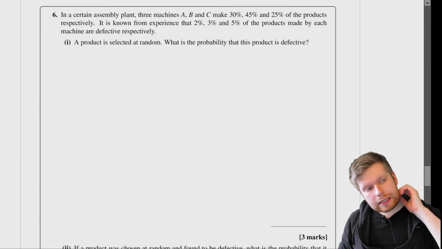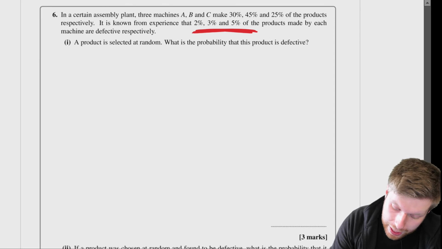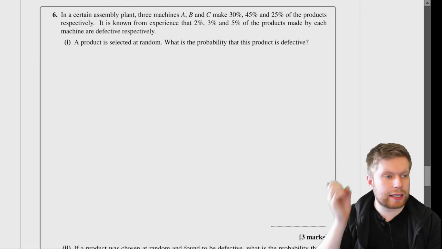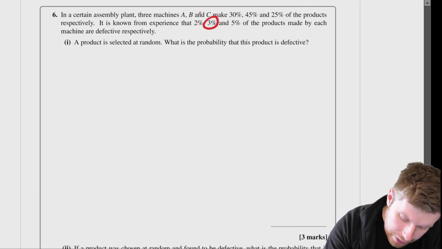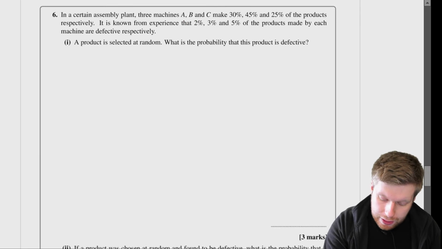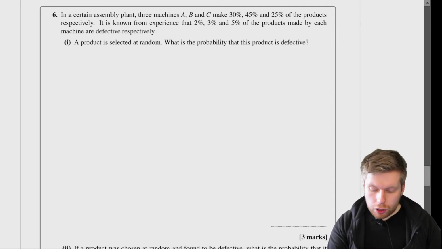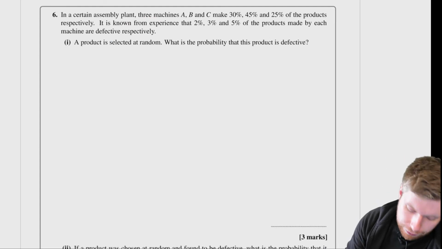Now it is known from experience that 2%, 3%, and 5% are defective from each machine. So basically 2% of the products made by machine A are defective, 3% of the products made by machine B are defective, and 5% of the products made by machine C are defective, because again they're respectively going on there. Now we're told that a product is selected at random. What is the probability that the product is defective?